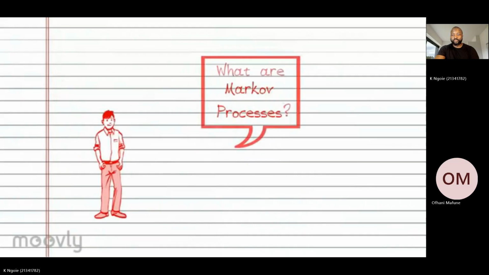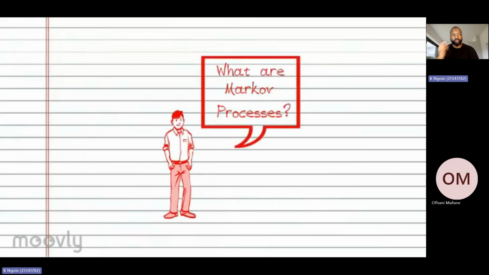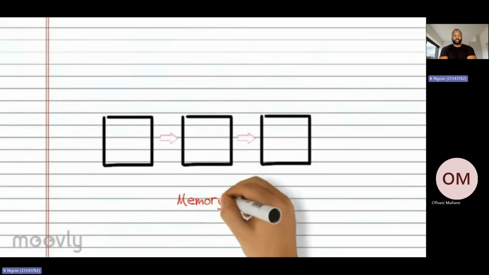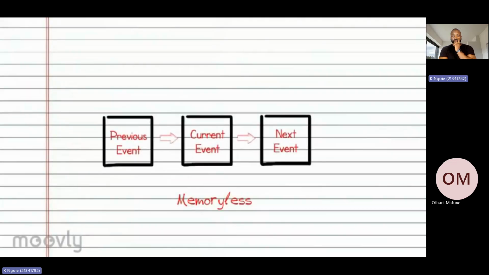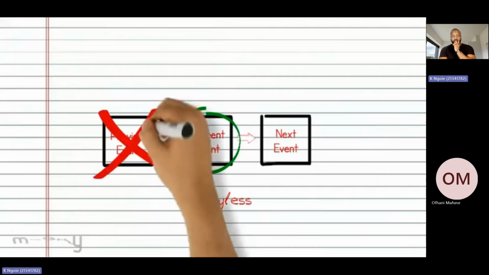Other things, he studied Markov processes. What are Markov processes? A Markov process is a chain of events that is memoryless. That is, it is the assumption that the next event that will happen depends only on what is happening now and not what happened previously.